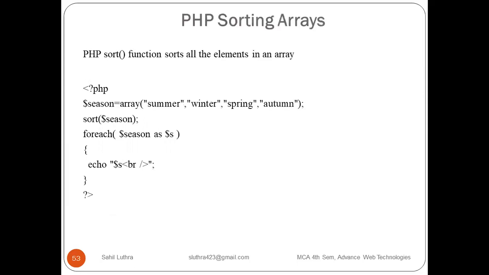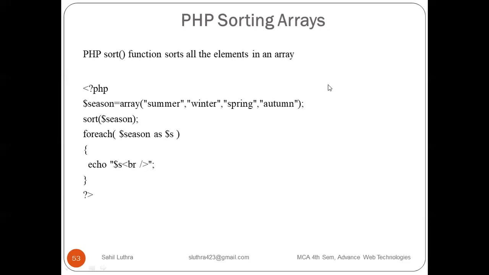After that, the next thing is PHP sorting arrays. The PHP sort function sorts all the elements in the array, because you know what sorting is. Sorting means that you want to sort the elements or values in ascending to descending order, or descending to ascending order. It is up to your requirement and the manner in which you want to sort your values, increment to decrement or decrement to increment. So it is totally up to you.